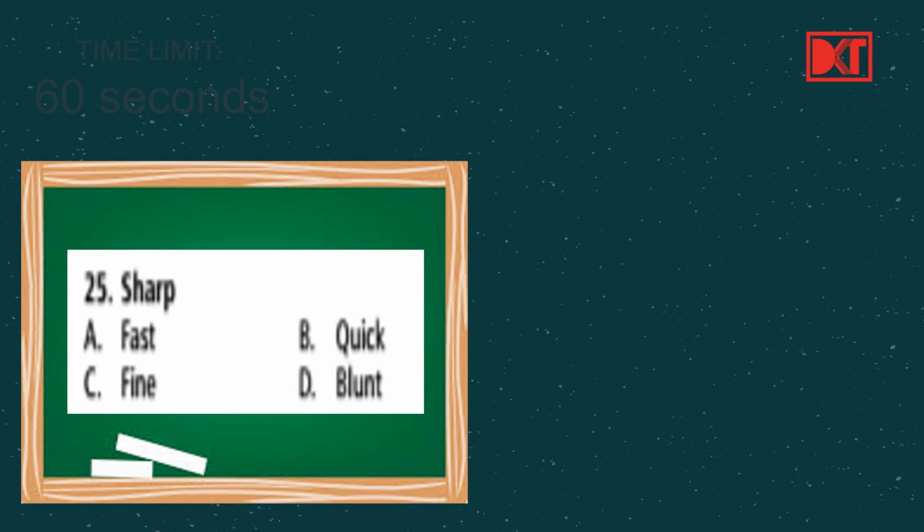Okay, the next word is sharp. Here the options are A. Fast, B. Quick, C. Fine, D. Blunt. Here the opposite of sharp is D. Blunt.